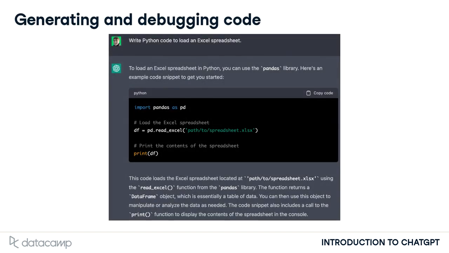ChatGPT is also impacting how software engineers, data practitioners, and others write code. ChatGPT is able to generate template code, explain why code isn't working, and even make suggestions for improvements.